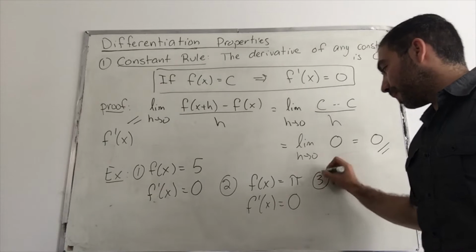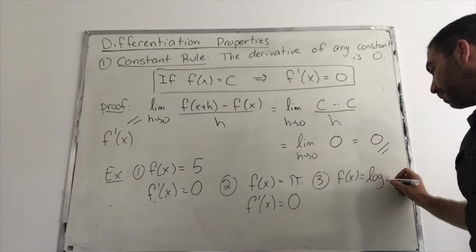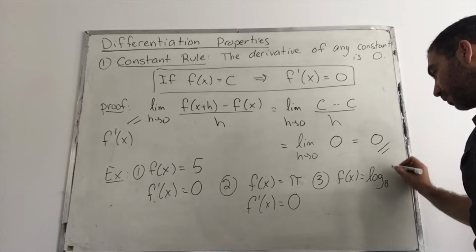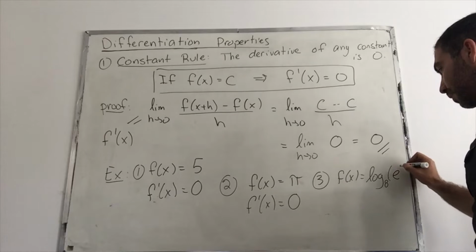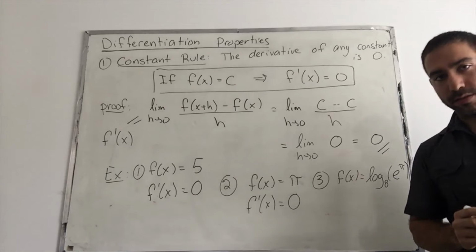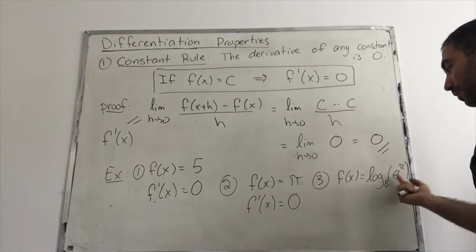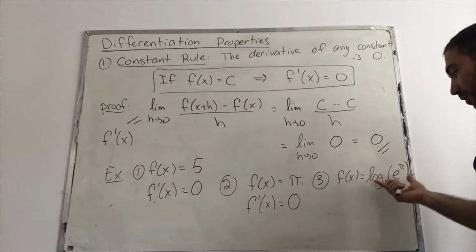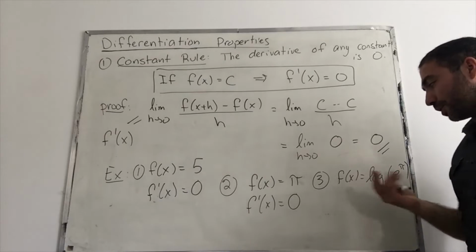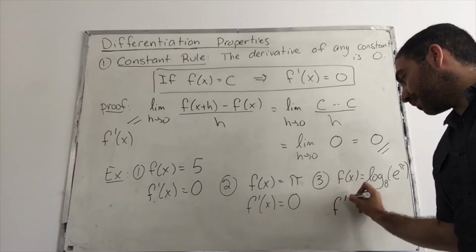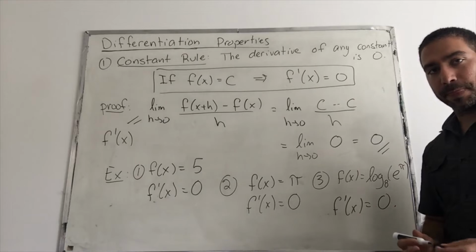Third example: if f of x is equal to, let's say, the log base 8 of e to the pi, something like this. Again, it looks complicated, but notice that there's no x in this whole thing. This is just some value. Log base 8 is a number, e to the pi is just a number, and the log of a number is a number. So although this may look complicated, it's just a constant. The answer is 0.